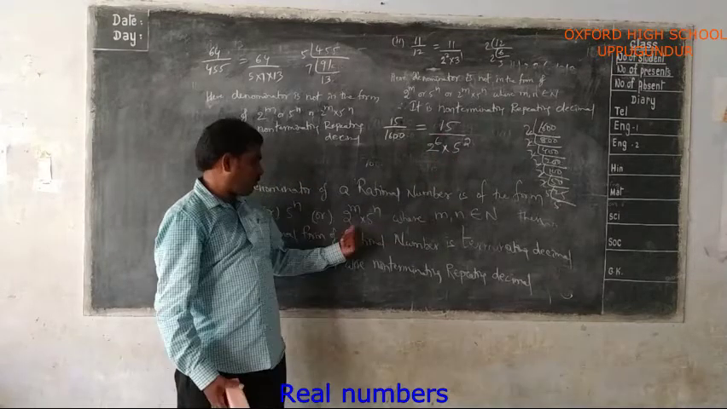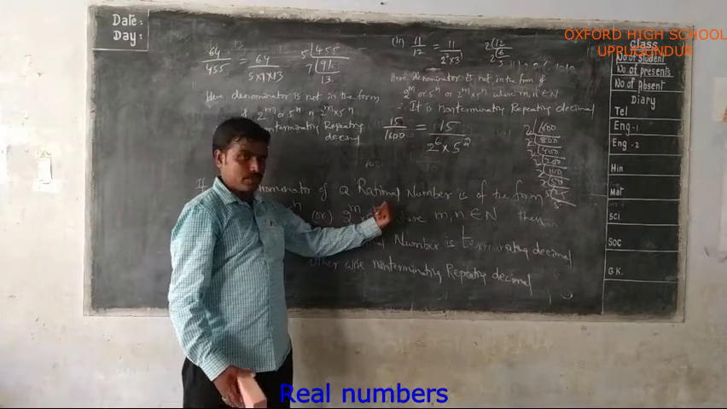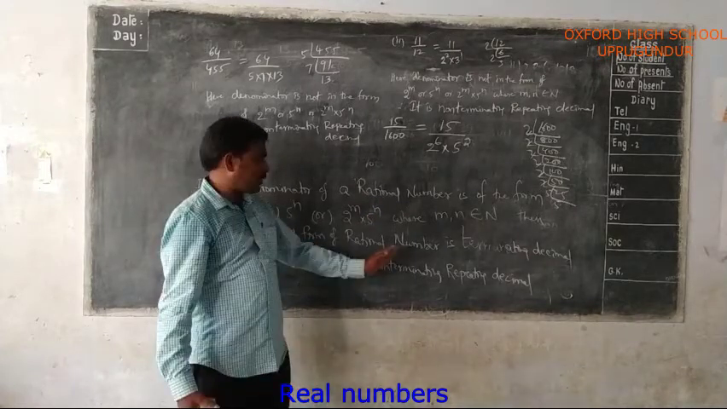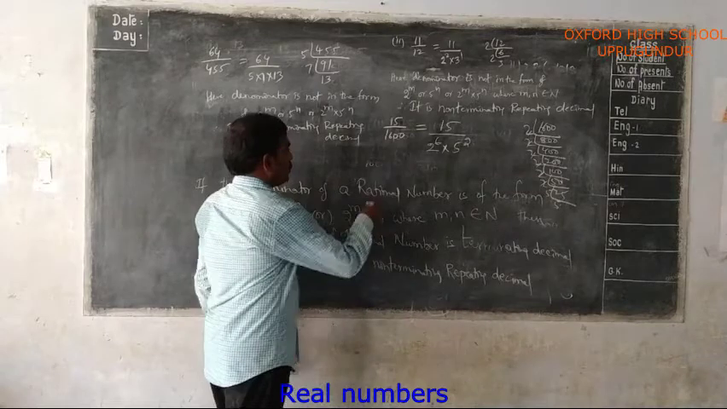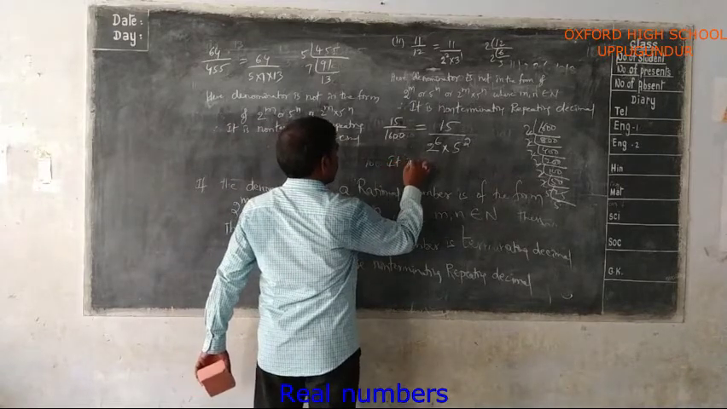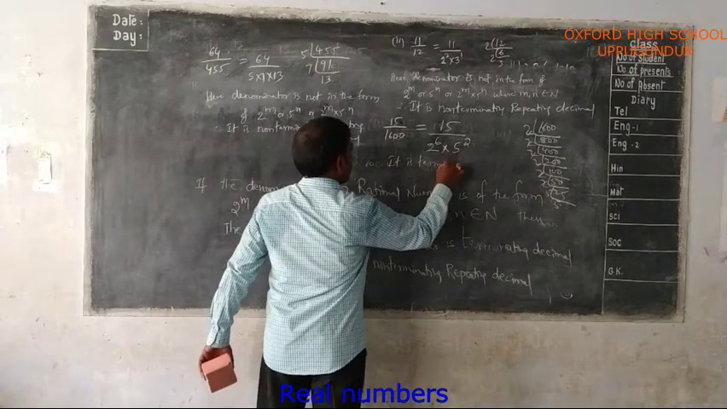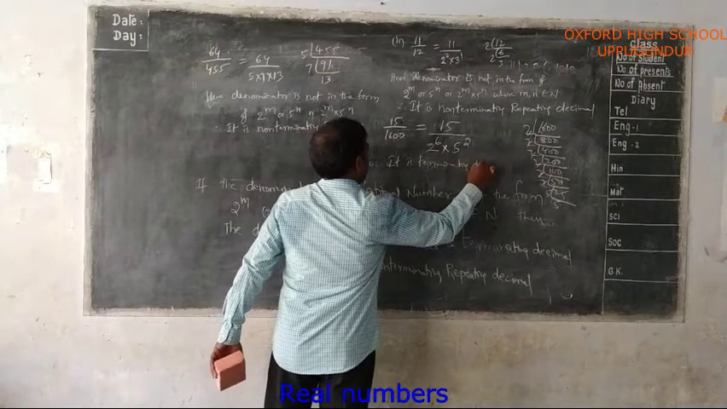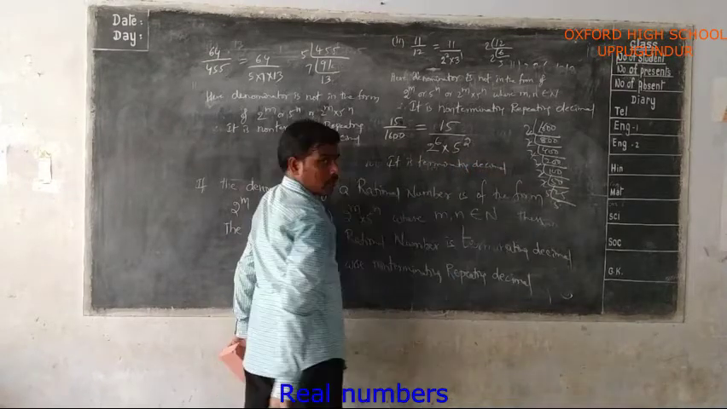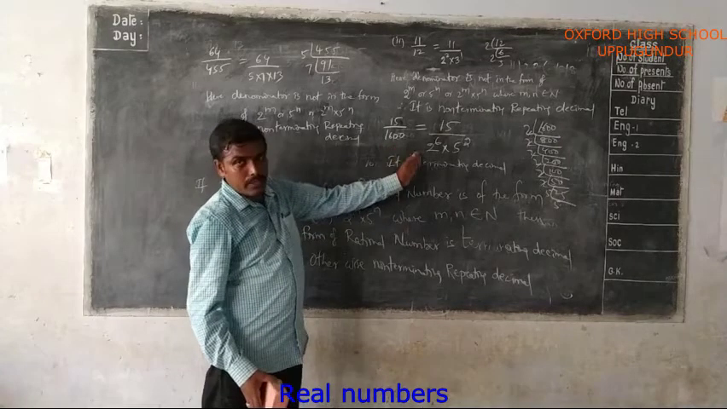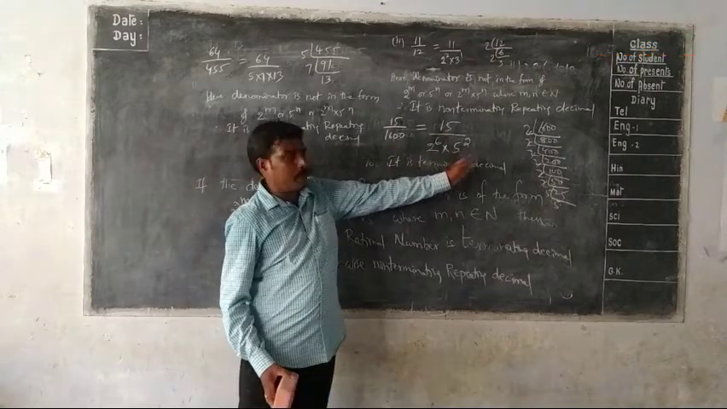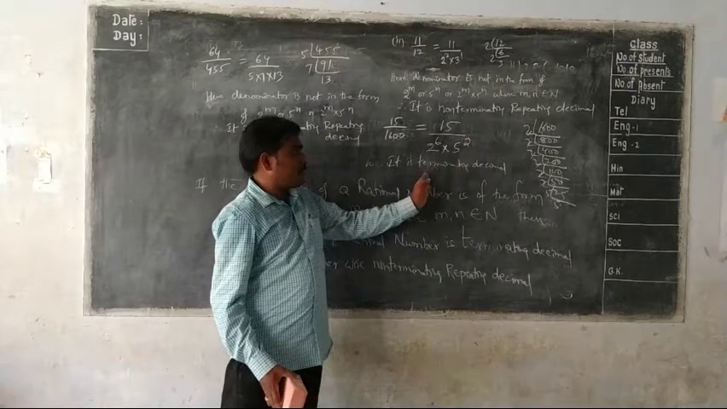If the denominator is in the form of 2 powers into 5 powers, then what is the decimal form of that rational number? Terminating decimal. So it is a terminating decimal. But here you have to write that condition. Here the denominator is in the form of 2 powers into 5 powers. Therefore, it is a terminating decimal.